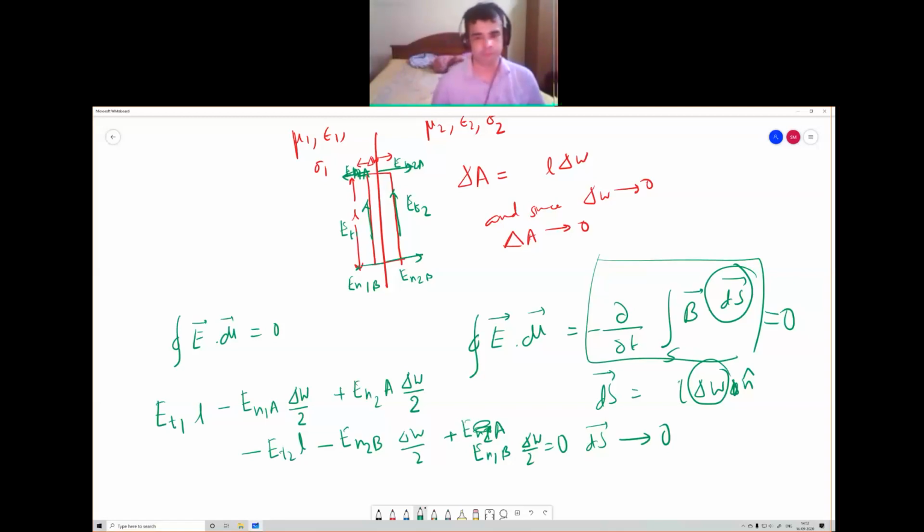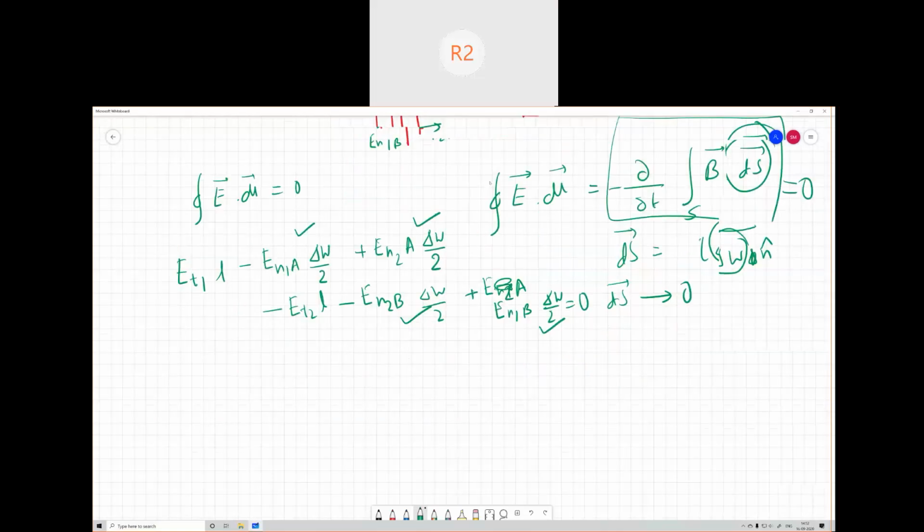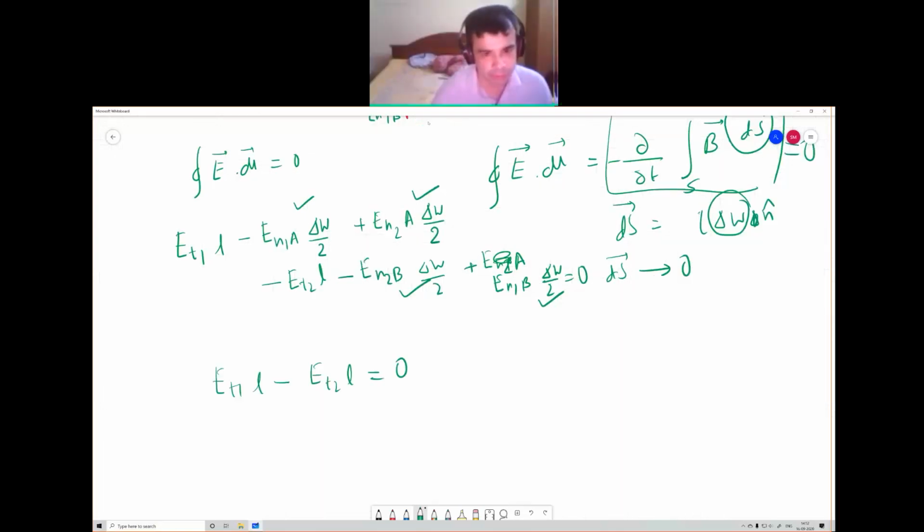No problem. Now delta W tends to 0, so the delta W terms will be 0. Delta W is very small, so the terms with delta W will be 0. So what do we have? The terms without delta W, that is Et1 L minus Et2 L, that is 0, or Et1 equal to Et2.